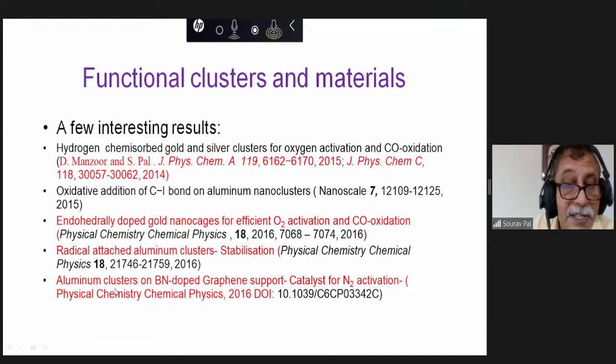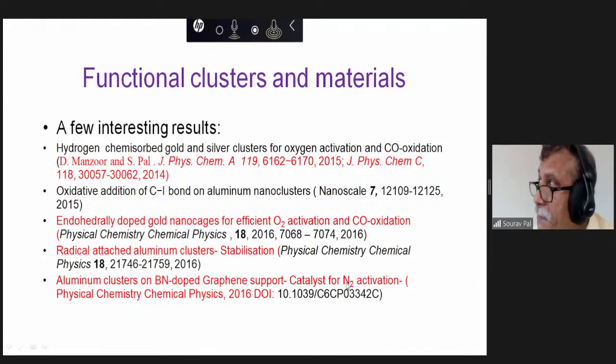Radical attached aluminum cluster, again aluminum cluster. This is a very interesting catalyst that we have found: small aluminum clusters on boron nitride doped graphene. So you have a graphene, you put BN dope, and then aluminum cluster. And this can actually activate even dinitrogen molecule.